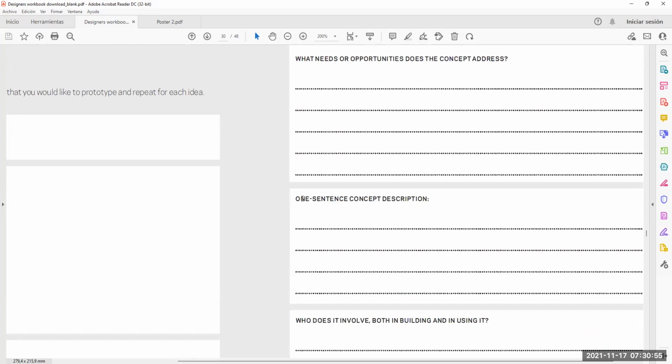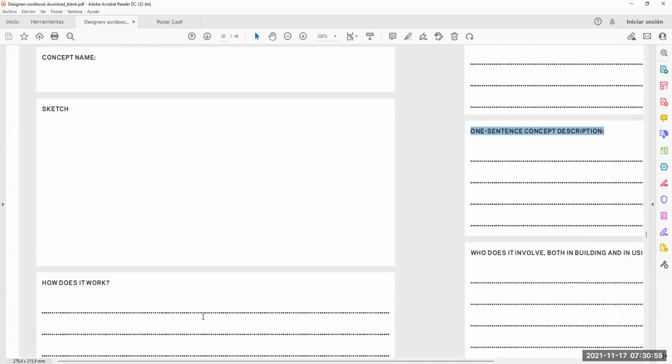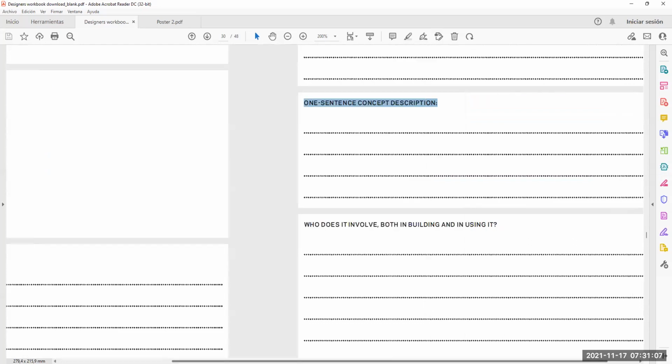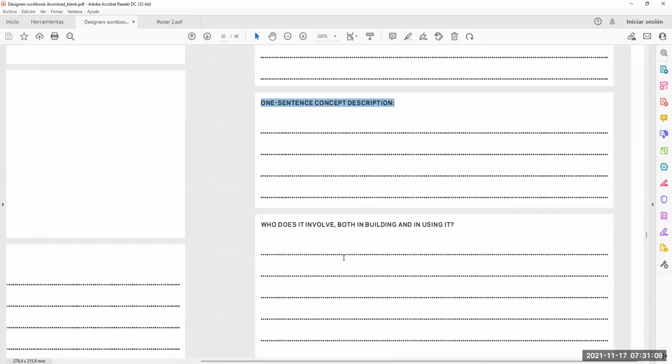Basically, it answers the question, what is it? You see, it's different from this one, because how does it work? It just says how your project works. But the one sentence concept description is basically how you can describe your project itself.